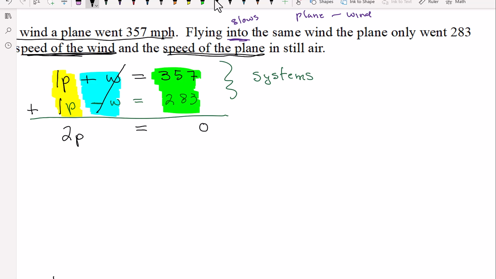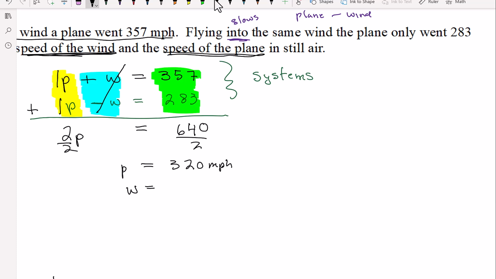I just lost my ink for a second. Looks like 640, maybe. All right. And then divide both sides by 2. So the plane speed is 320 miles per hour. Perfect. But we still need to know the wind speed.